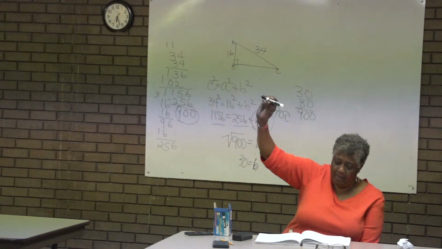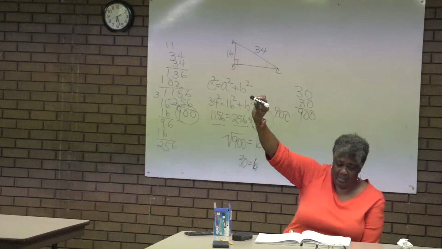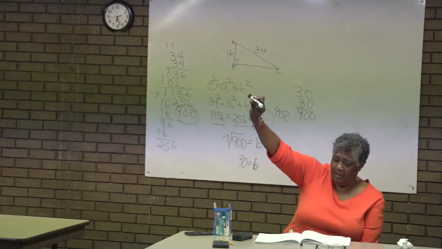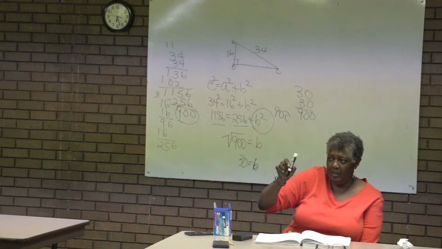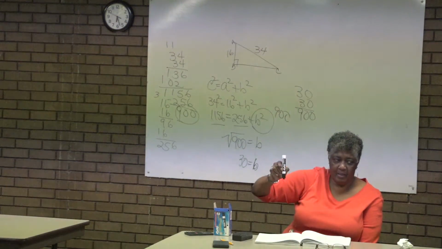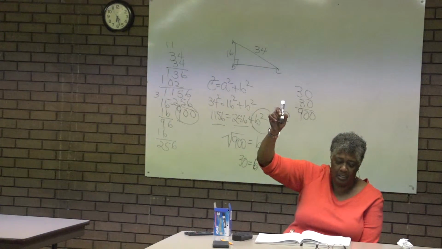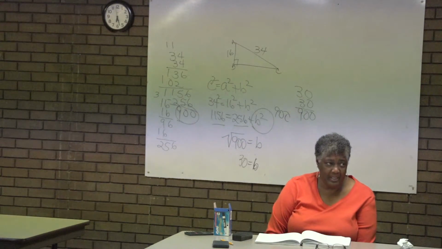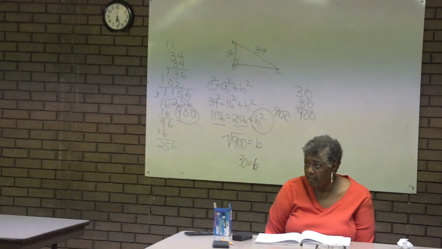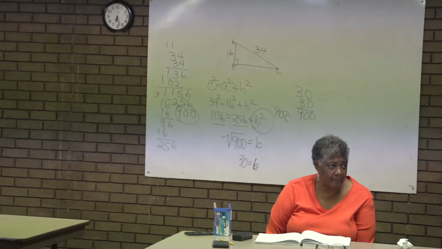They gave us the hypotenuse, which is 17, right? That's that slant. They gave us the 8, which is that bottom. They're looking for that one. So we know that 17 times itself is equal to 8 times itself plus some number times itself, right?